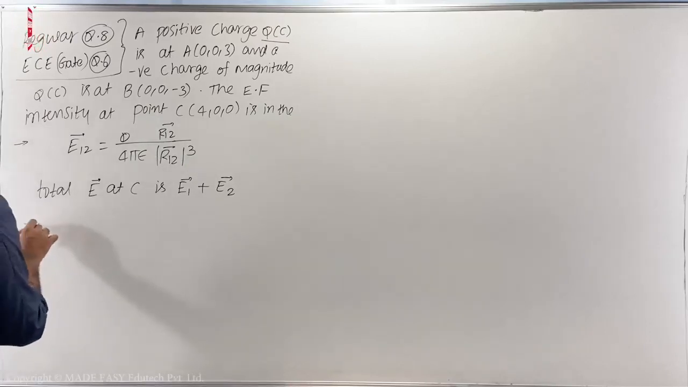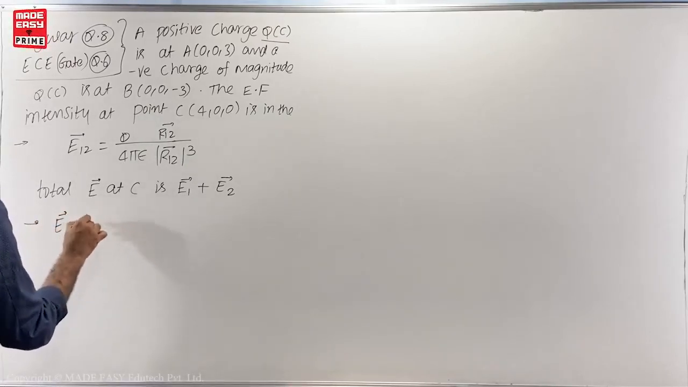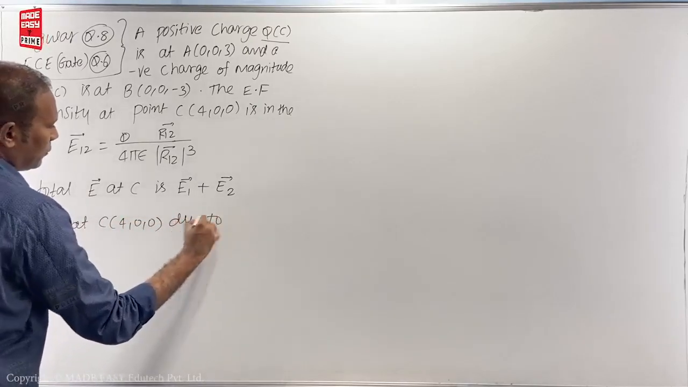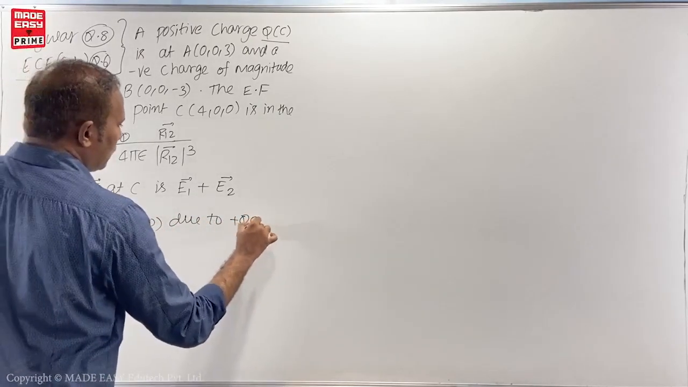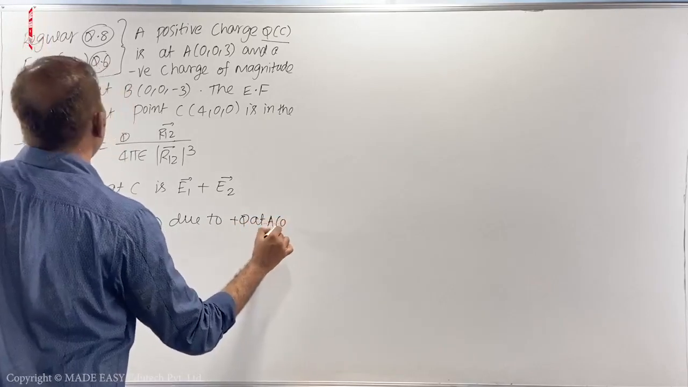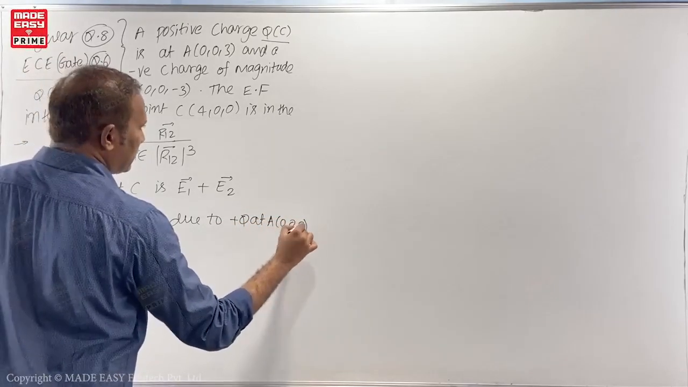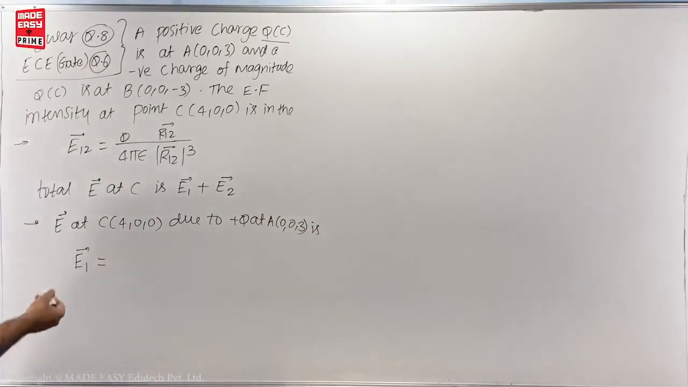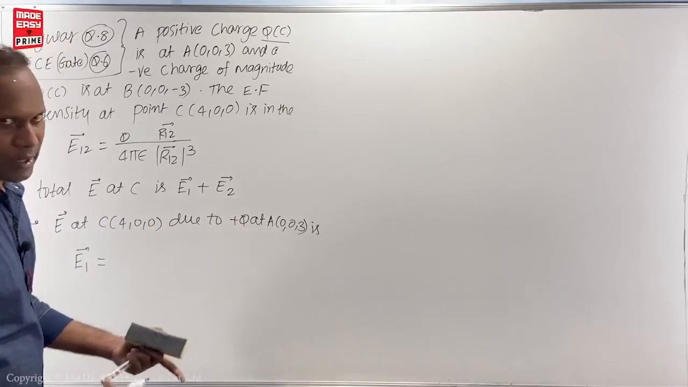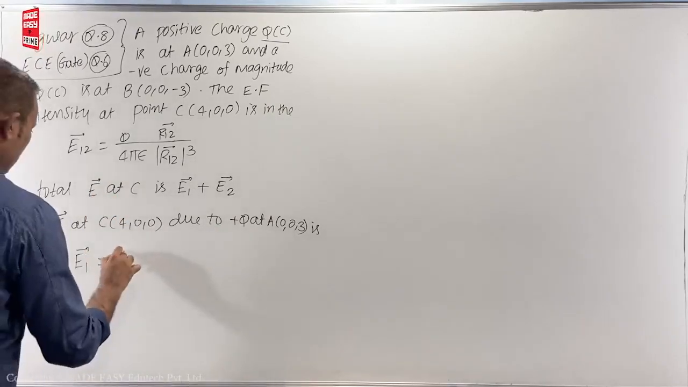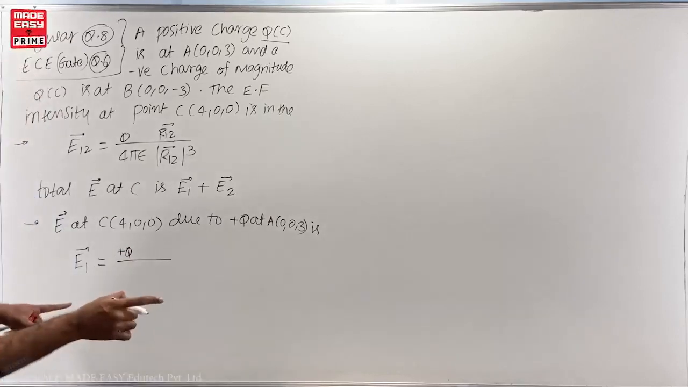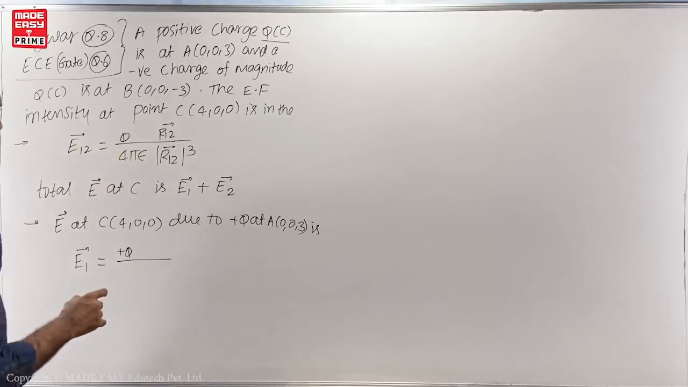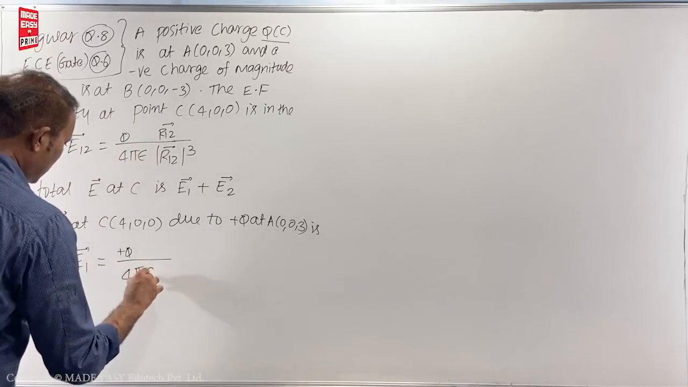That means E1 bar means electric field due to first charge source. E2 bar means electric field due to second charge source. So now E bar at C 4 0 0 due to plus Q at point A, that is 0 0 3, I am calling that as E1 bar. I am assuming plus Q charge as source 1. Now answer is plus q divided by, I told you if there is plus q, put plus q here in place of q. If there is minus q, put minus q there. Plus q divided by 4 pi epsilon.